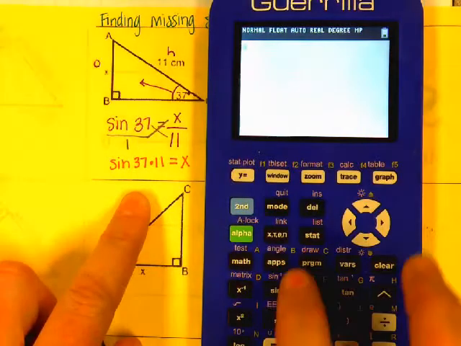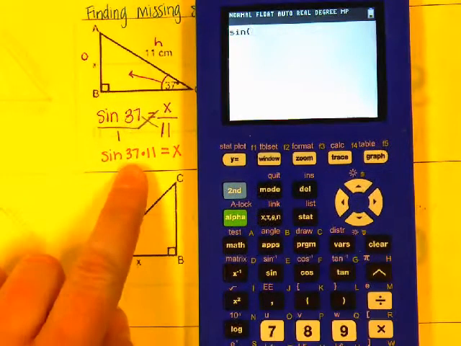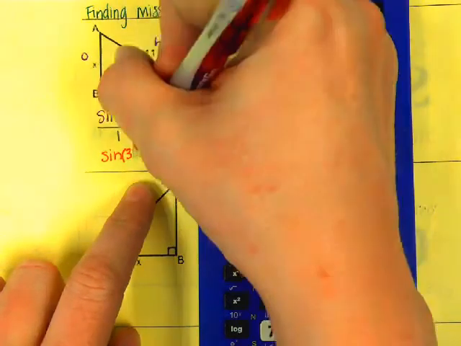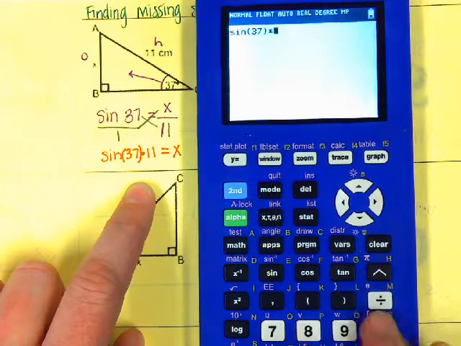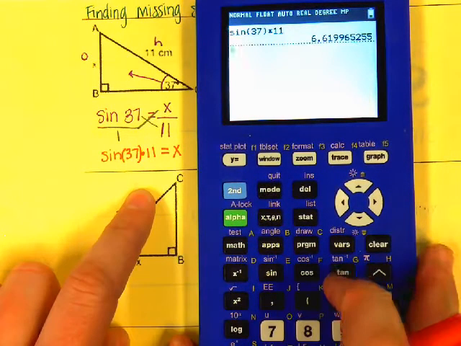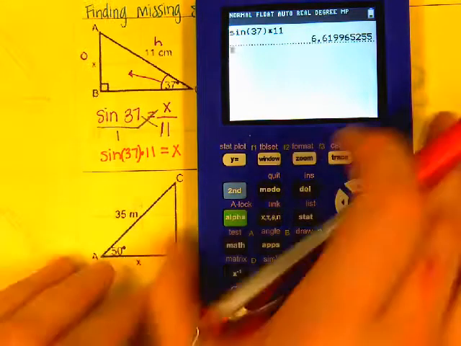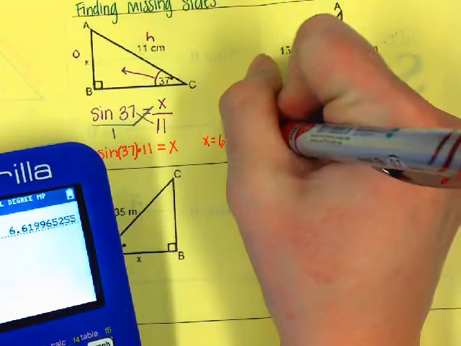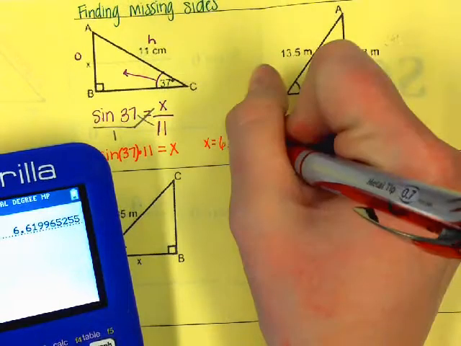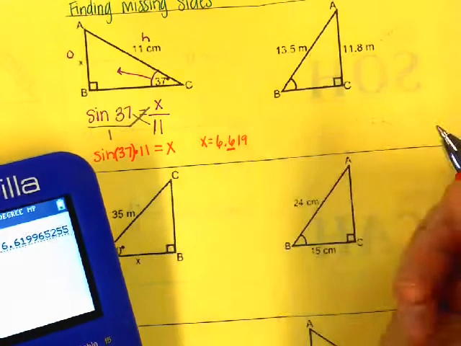Okay? So now, all we have to do is say sine. Notice this button right here is sine. You're going to type the angle measure. Notice it always starts with a parenthesis. You have to remember to close the parenthesis and then do times 11. Okay, so x is equal to 6.61..., sorry, 6.619.